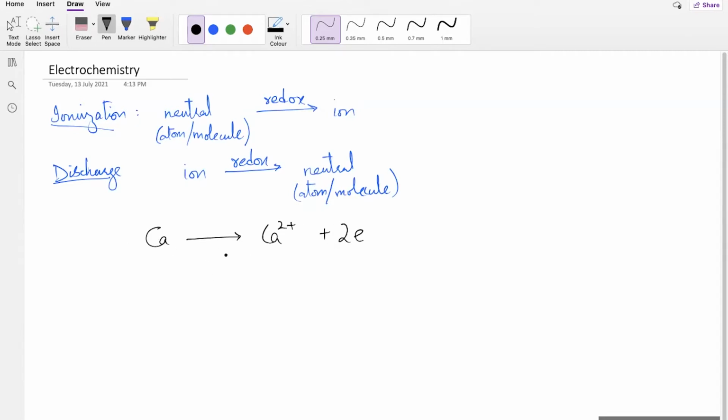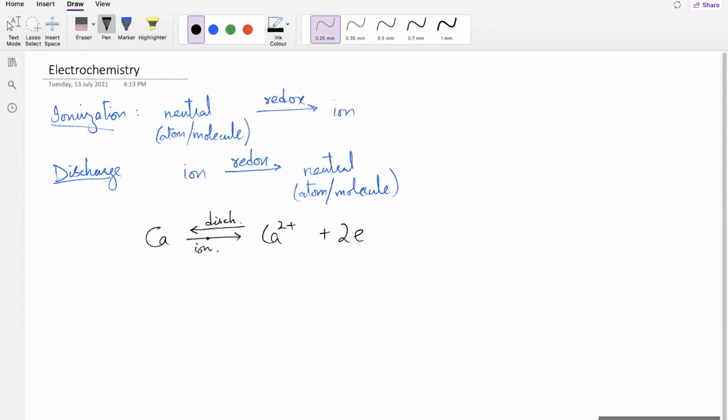Now this is a process in which we are getting an atom and it's becoming an ion. So this is ionization. Now the opposite of this, if I put the arrow in the opposite direction and read from right to left, it means 2 electrons and calcium ion, so I have them separately, and means they're separate from each other, become calcium atom. So this is discharge. On the right side you have ionization, and on the left side you have discharge.